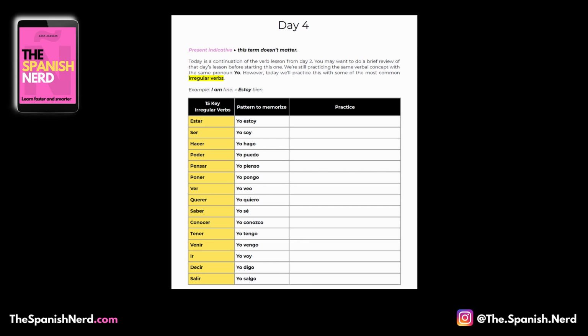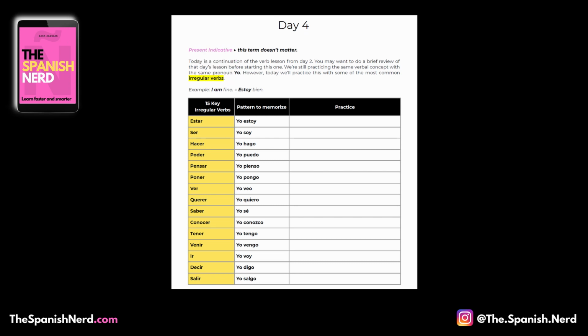First thing you're going to do whenever you get to a chart like this, you're going to see the pink words. They're the same as last time, but it still says this term doesn't matter. So you can ignore that if you'd like to. Now, we're going to read the paragraph. The paragraph says, today is a continuation of the verb lesson from day 2. You may want to do a brief review of that day's lesson before starting this one. We're still practicing the same verbal concept with the same pronoun yo. However, today we'll practice this with some of the most common irregular verbs, or in other words, the 15 key irregular verbs that you learned yesterday.